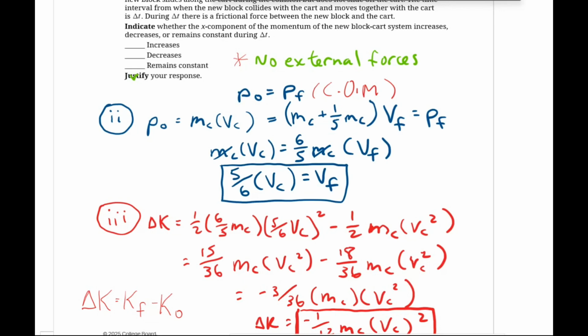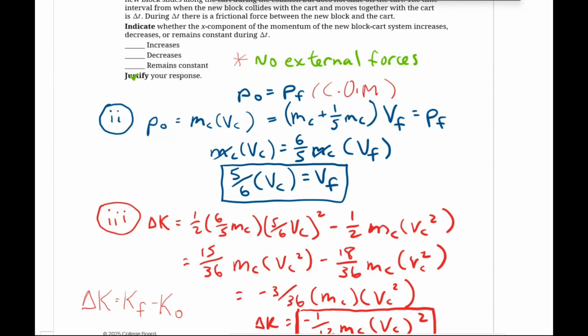As we said, the momentum is conserved with no external forces. So our initial momentum, MC times VC, equals our final momentum. Our final momentum is MC, the mass of the cart, plus the 1/5 MC from the block dropped on it, times Vf for our final velocity. When you set those two equal to each other, the MCs drop out, and then once you scoot the 6/5 over to the other side, the fraction flips to 5/6 VC, and that equals our Vf.